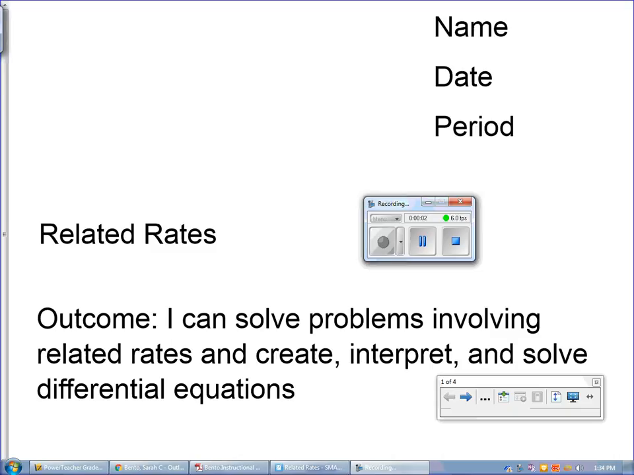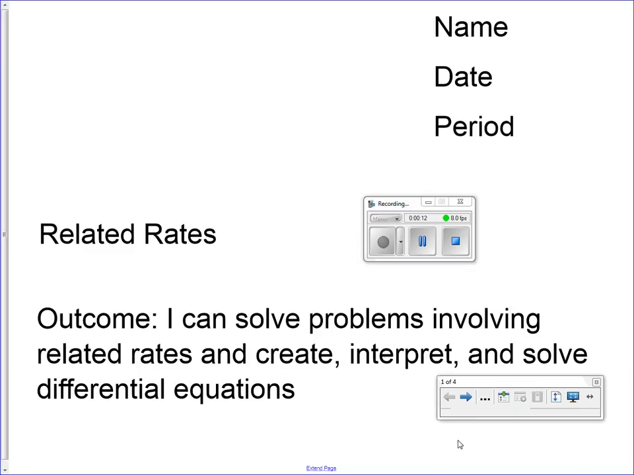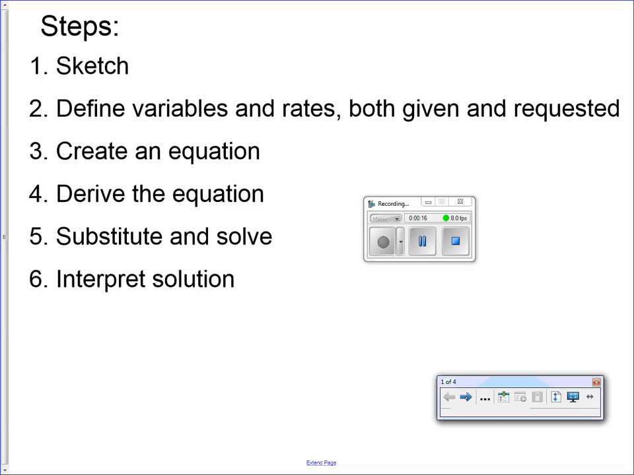The title of these notes is Related Rates, and the outcome is that I can solve problems involving related rates. That means you're going to have to create, interpret, and solve differential equations. So we have some steps here. This would be the tell side if you were going to do tell-show.